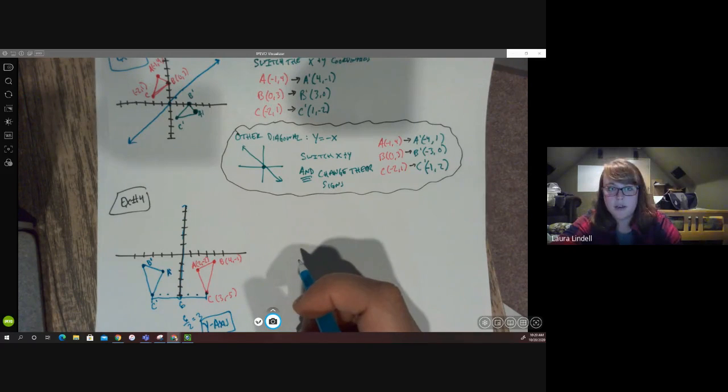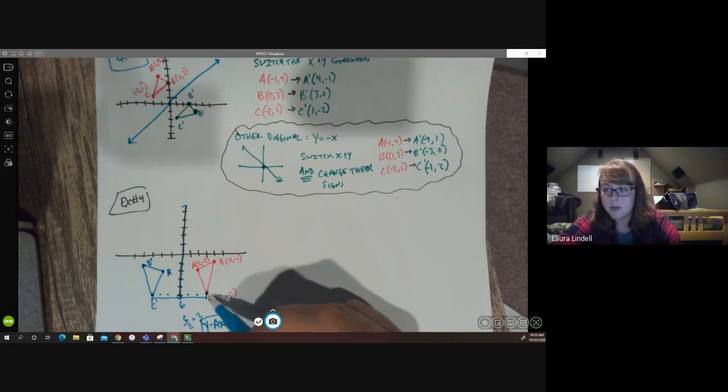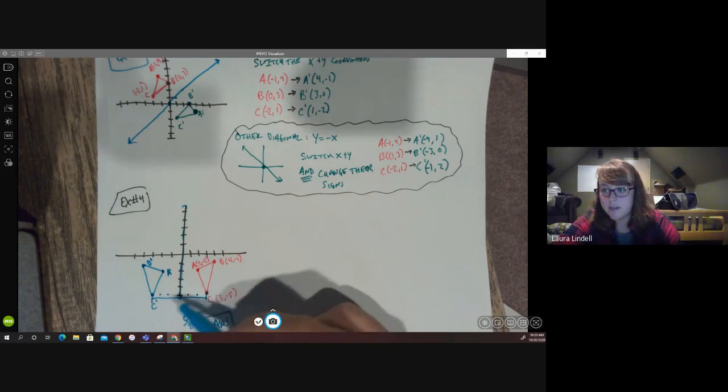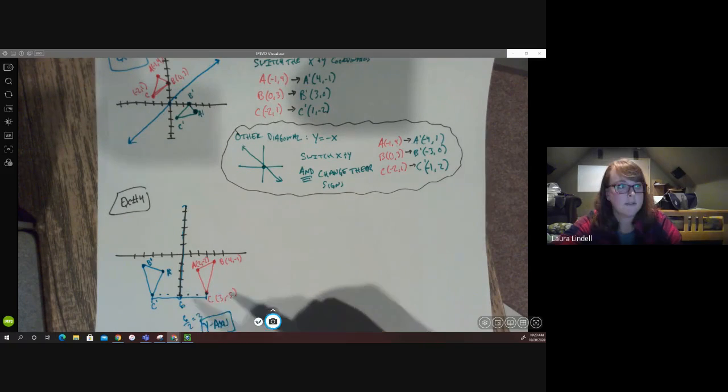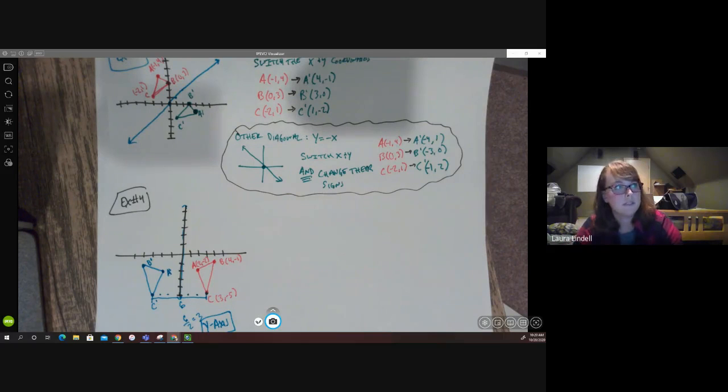The other way you can do it is kind of to eyeball it, but it's a little bit easier to go this way and find it exactly. So we might be asked, what is the line of reflection for this transformation here? Or what transformation occurred? And we would say that it was a reflection over the y-axis.